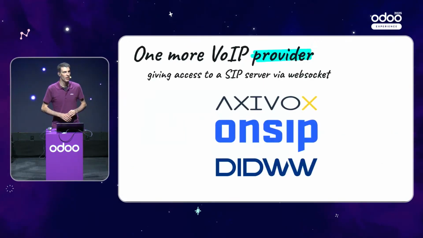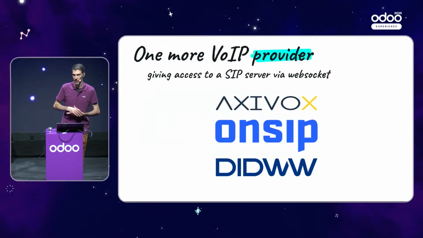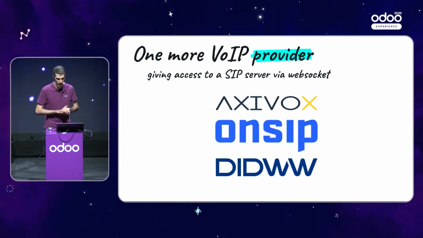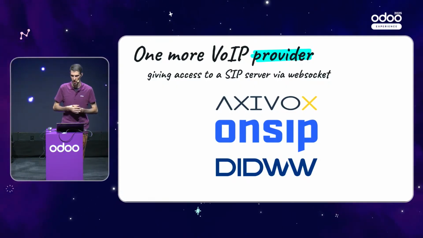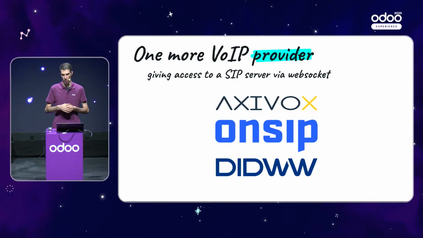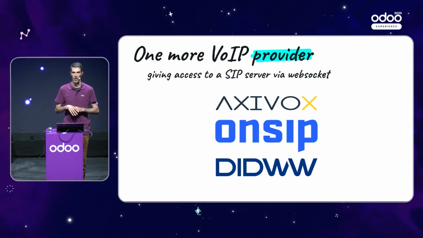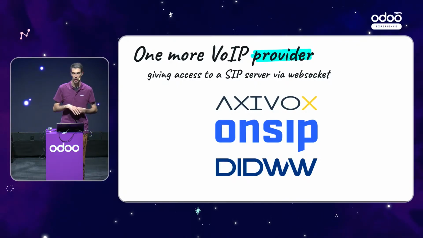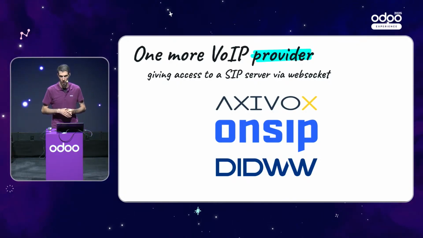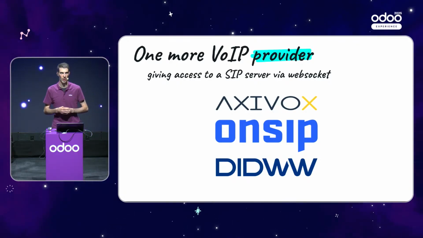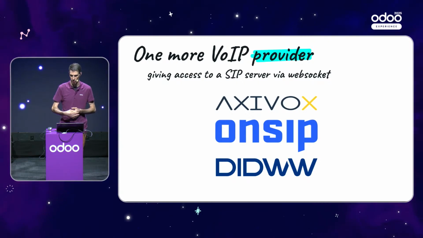I'm also happy to announce that we've added a new supported provider. We used to test and support Axivox and OnSIP, and we are now introducing a new provider called DWW that also works out of the box with standard Odoo Phone.